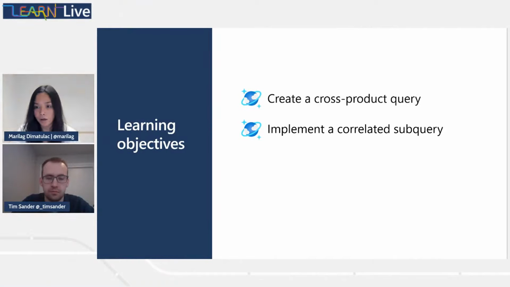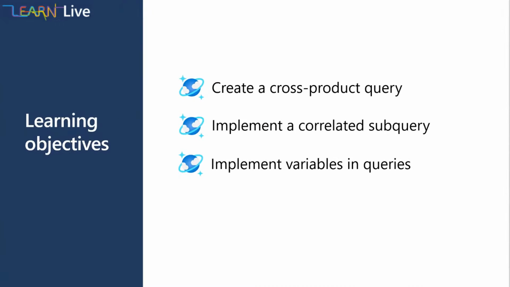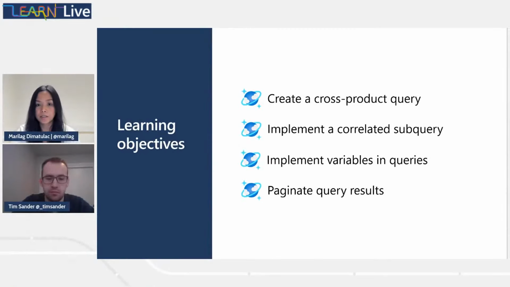We will also learn about something a bit more basic, how to do cross-product query, but there's also some tips and tricks that probably you are not aware of that we can let you know, and how to implement variables in queries, and of course, lastly, how to paginate query results. These are really, really important skills when you're working with Cosmos DB.